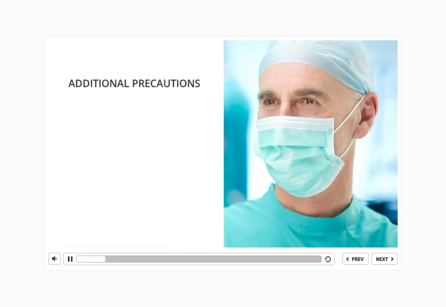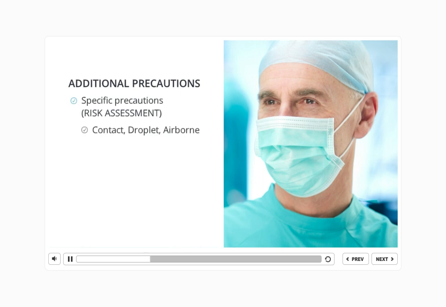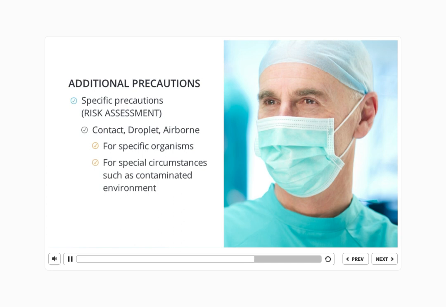Additional precautions are added to routine practices and include specific application of contact, droplet, and airborne precautions to be used when specific organisms have been identified or are suspected. Recall your risk assessment from Chapter 1. Or when the client environment is contaminated, as may happen with individuals who have cognitive impairment, or when the client has an antibiotic-resistant organism.